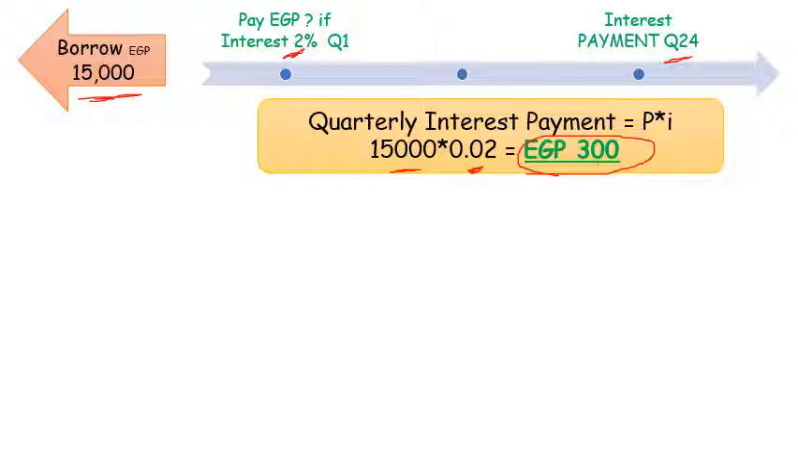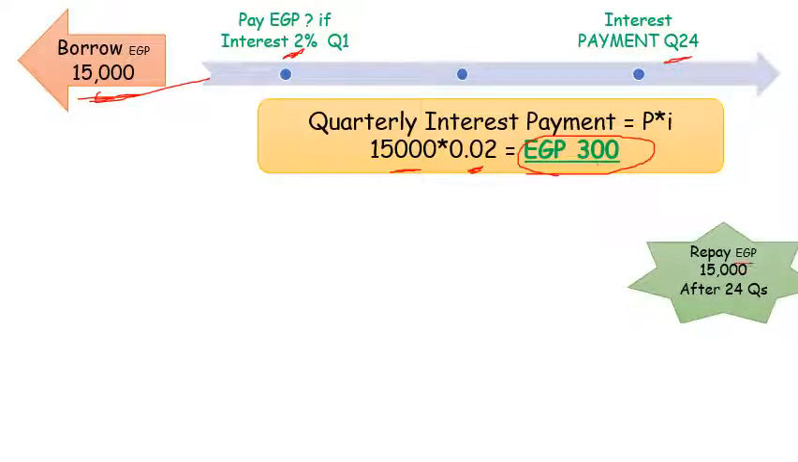This means that the borrower will pay 300 Egyptian pounds at the end of each quarter over 24 periods, or 24 quarters, as interest on this principal. But at maturity, the borrower should repay the principal. So the borrower will set up a sinking fund to accumulate the required amount, which is the 15,000 Egyptian pounds.